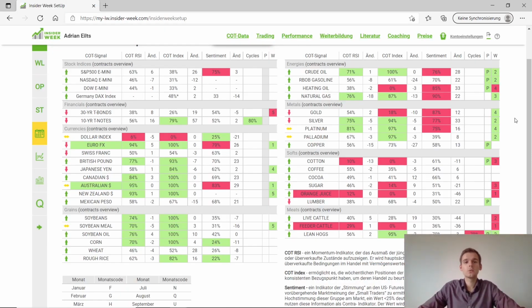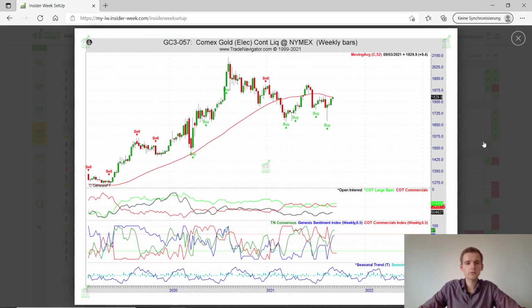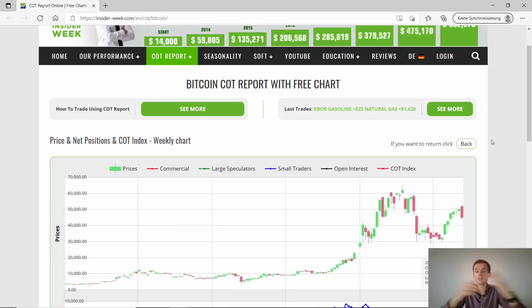Here at Insider Week, we trade most of the liquid futures markets. To make this analysis a little bit easier for our members, we have created this special COT card for our members. You see that we have a good overview of the current market situation, and we see the markets that are important right now. If we click on gold, for example, for a short overview, you see that we have already integrated the seasonality into the chart. That makes it easier and faster to define the right direction and to plan the trades. We use the COT map and also the COT indicator for each market. So let's go back to Bitcoin.